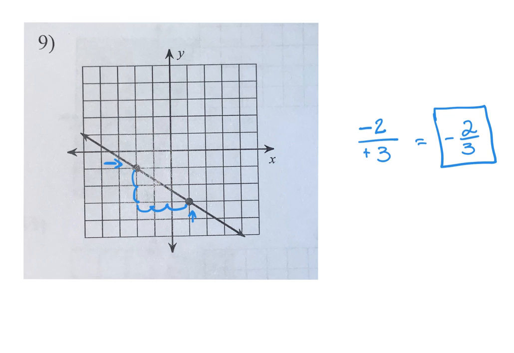If you got something like -1/0, that would be undefined. And if you got 0/-1, that would just be 0. So those are special cases. Undefined is going to be a vertical line. 0 slope is going to be a horizontal line.